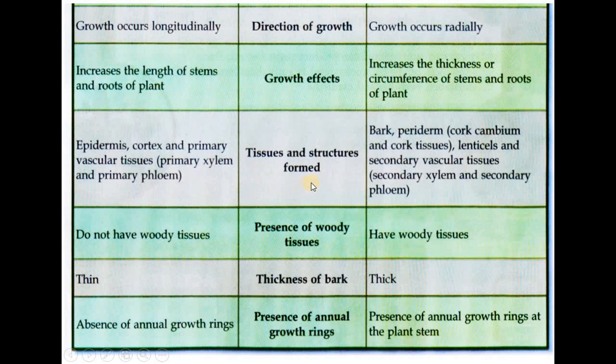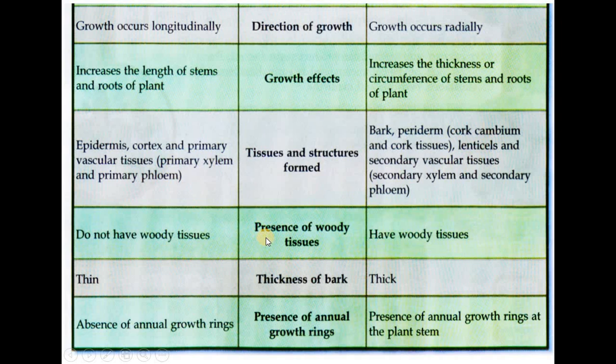Tissues and structures formed. In primary growth, epidermis, cortex, and primary vascular tissue, referring to the primary xylem and primary phloem, are formed. While in secondary growth, bark, periderm, referring to the cork cambium and the cork tissues, lenticels, and the secondary vascular tissue, which is the secondary xylem and secondary phloem, are formed.